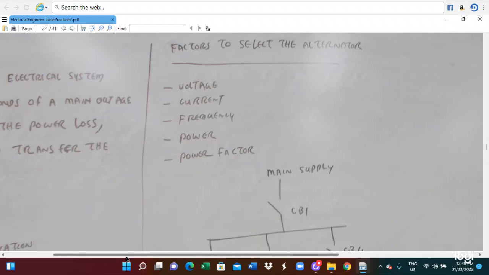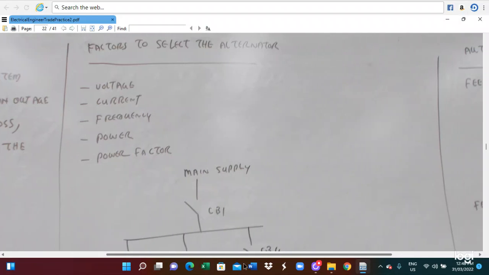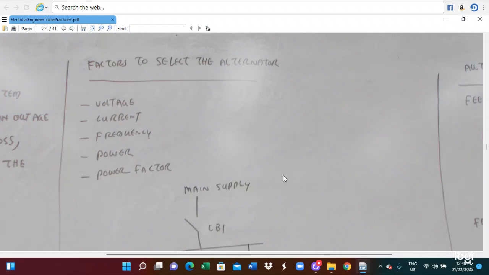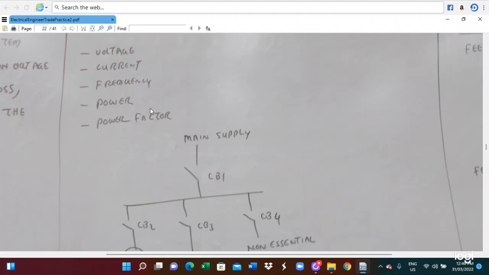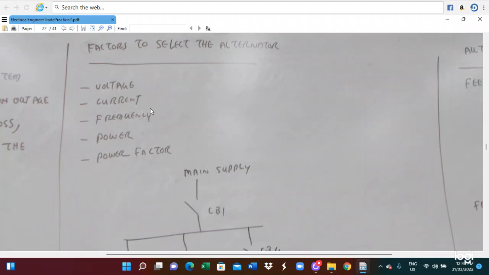Okay, the next one. Last week I talked about the alternative power supply and standby generator. Now we have to think about the factors for selecting the alternator. In this case, we have to be concerned about the voltage, current, frequency, power, and power factor. Those are the factors to select the alternator.